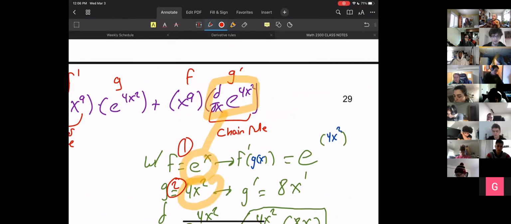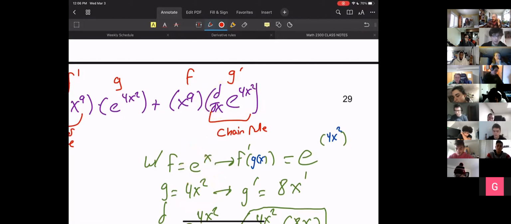Is the question how do we know that the 4x squared is inside the e to the x? Is that maybe the question? Or basically, why is it the g? I guess, can I clarify? Were you thinking maybe it was the other way around? Maybe g was e to the x and f was 4x squared? Yeah. Okay, so let's think about that.